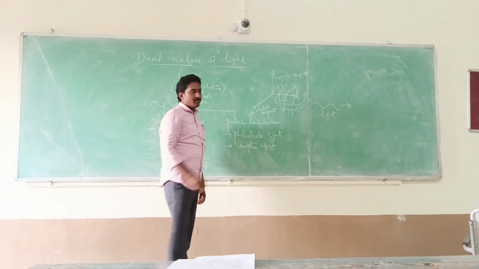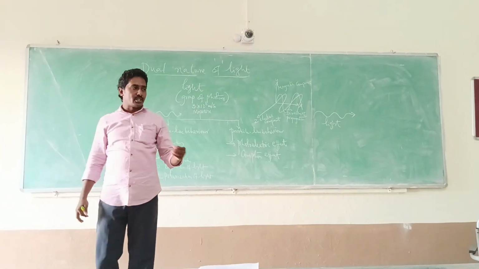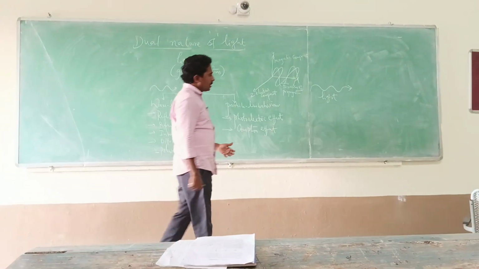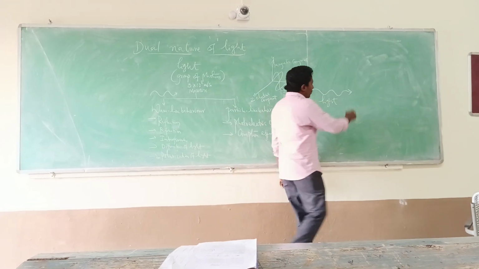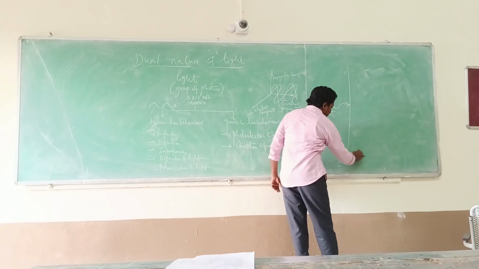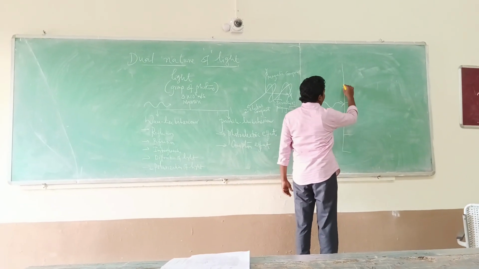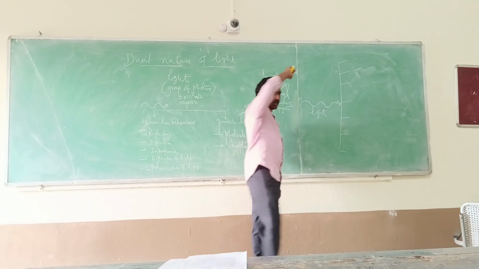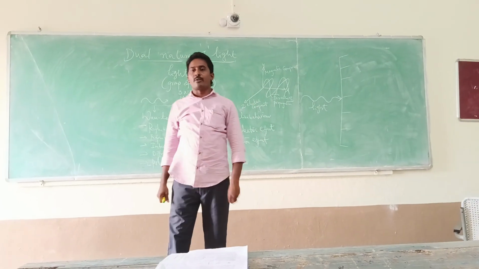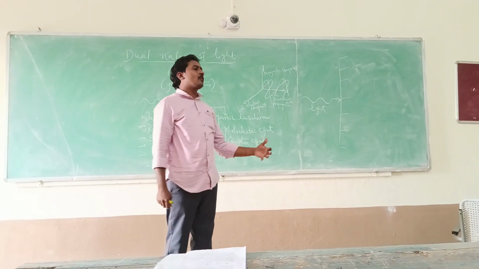This is the representation of electromagnetic radiation or light. Now, this light is available in 7 portions: 1, 2, 3, 4, 5, 6, 7, in the electromagnetic spectrum. What is meant by the electromagnetic spectrum?